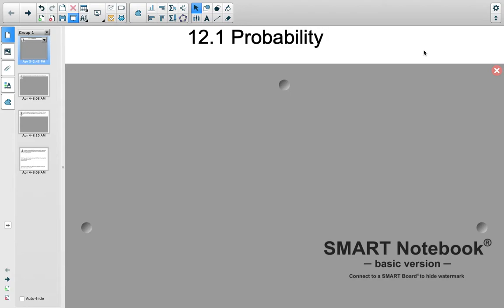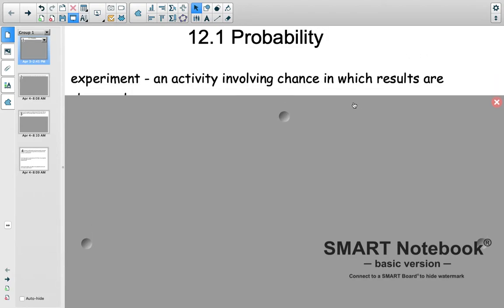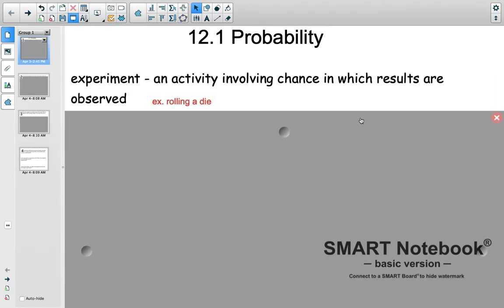All right, so today we're talking about probability. We just have a few new definitions before we get into our practice problems. So make sure you copy down these definitions so that you're familiar with these words that I'll be using within the lesson. All right, our first definition is experiment.